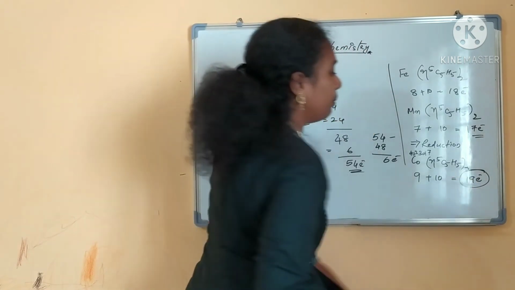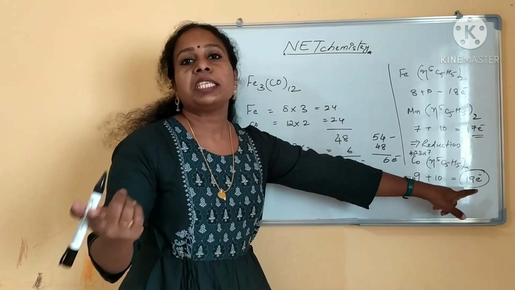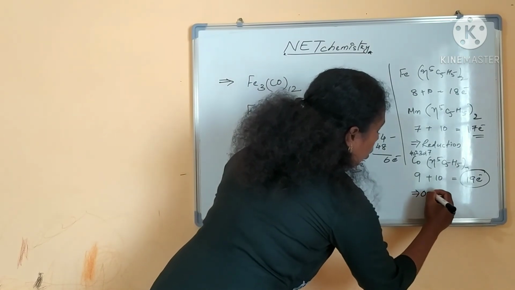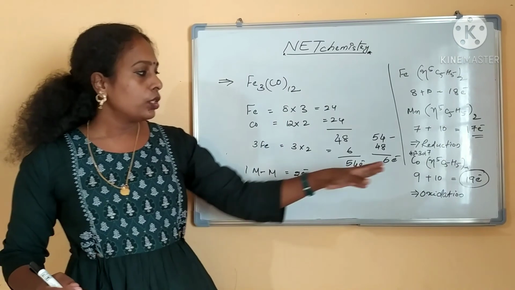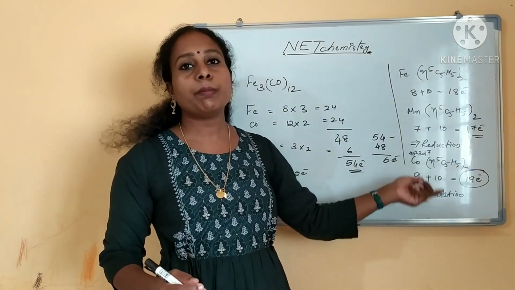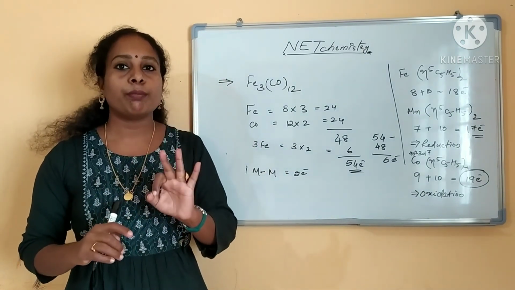This is also unstable. 18 electrons has to come. In this 19 electrons, 1 electron is extra. So what will happen? Here it will undergo oxidation, because removal of an electron is oxidation. So this will undergo oxidation and removal of 1 electron will happen. This will be stable. So cobaltocene, manganocene and ferrocene, these three are very important, okay?